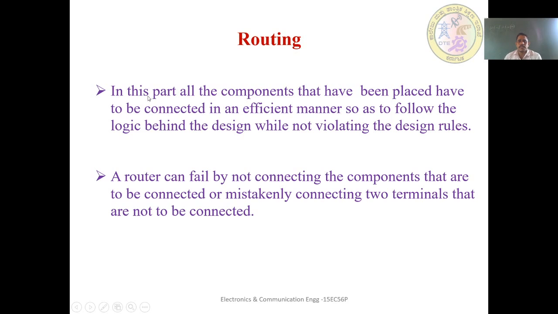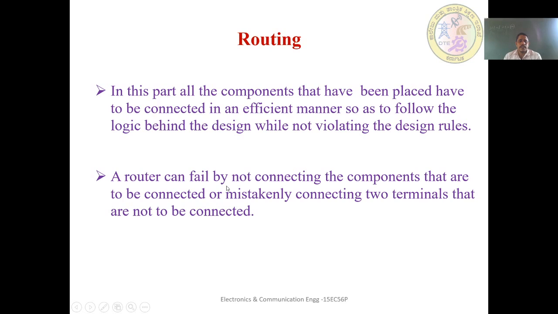Routing is the next step in the PCB. In this part, all the components that have been placed have to be connected in an efficient manner so as to follow the logic behind the design while not violating the design rules. For routing the PCB, there are certain design rules for tracks, like power tracks and signal tracks. Power tracks are routed thicker and signal tracks are routed with thin copper width. The copper width of the normal signals is thin tracks.